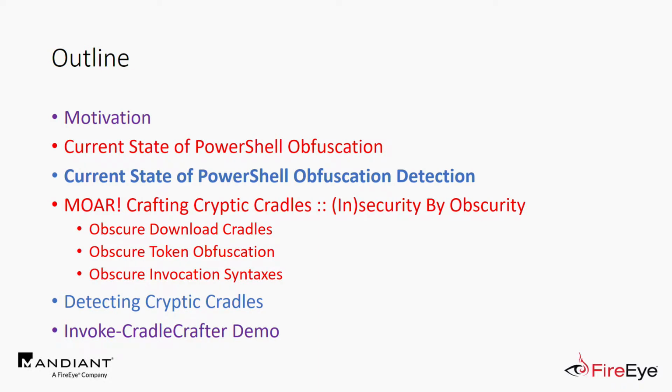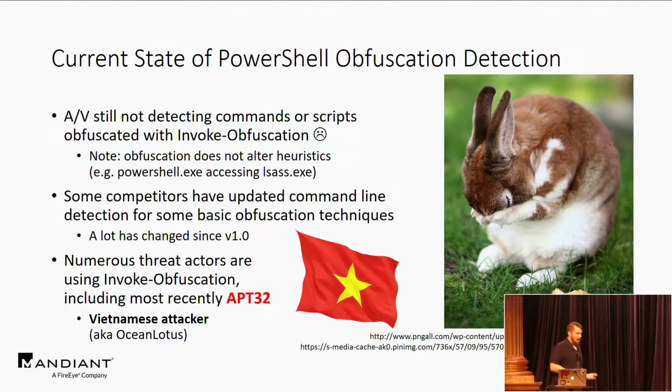So the current state of PowerShell obfuscation detection is not great. AV is still catching up. Windows Defender is doing some really cool stuff on that front, but in general, I've still not seen AV really catch Invoke-Obfuscation at a text level.